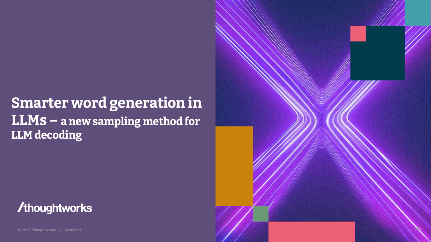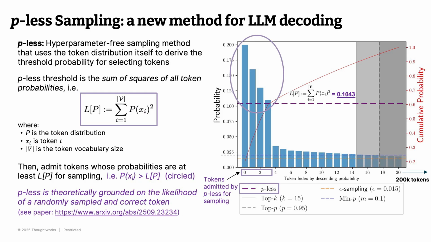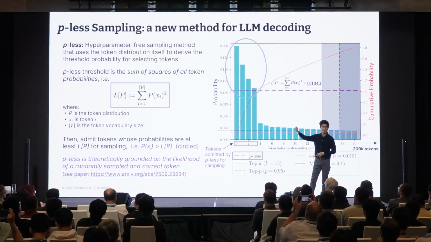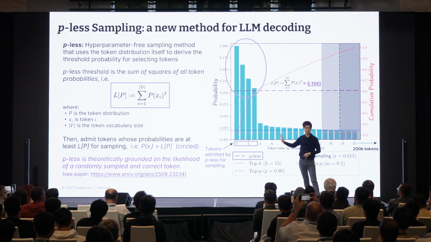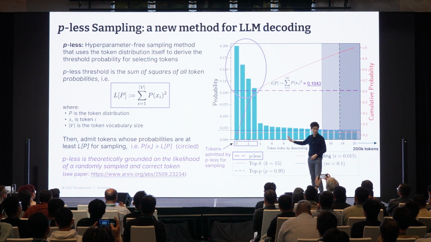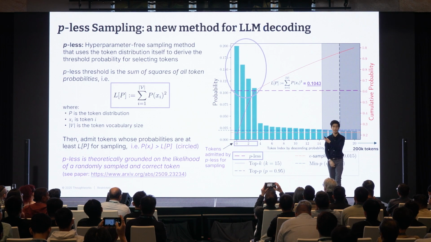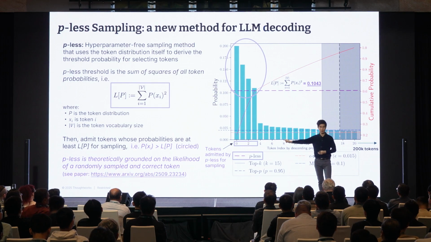So here's where we propose a new sampling method. And this is a method called P-less. P-less because it is without hyperparameters. It truly uses the entire distribution to determine an appropriate threshold that looks at the entropy or the level of confidence of the distribution. It's given by the very simple equation that you see here, the summation of all the squared probabilities. Looking at this chart again, it is just squaring all these bars and adding them up all together to arrive at the threshold.